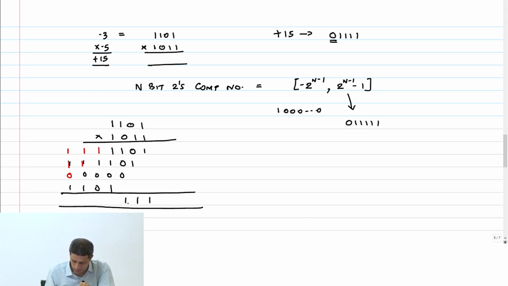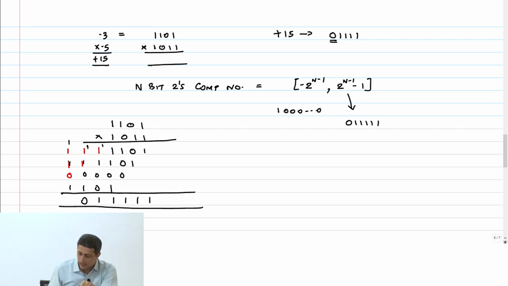1, 1, 1, 1, 1, right? 0, 1. Isn't this what you get? What went wrong? Sign extend, or you have to consider the sign of the multiplicand.